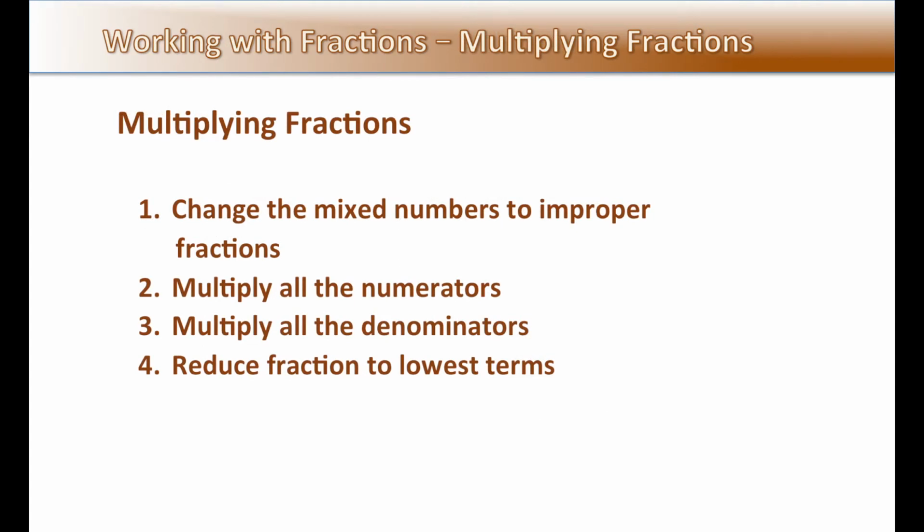Next, let's look at multiplying fractions. First, change the mixed numbers to improper fractions. Second and third, multiply all the numerators. Then multiply all the denominators. And finally, reduce the answer to its lowest terms.